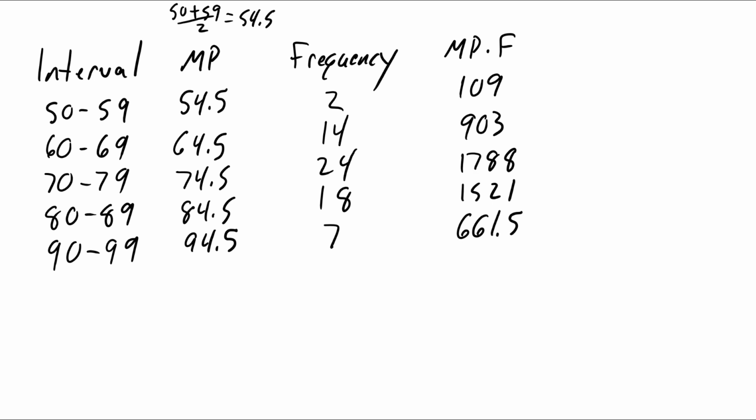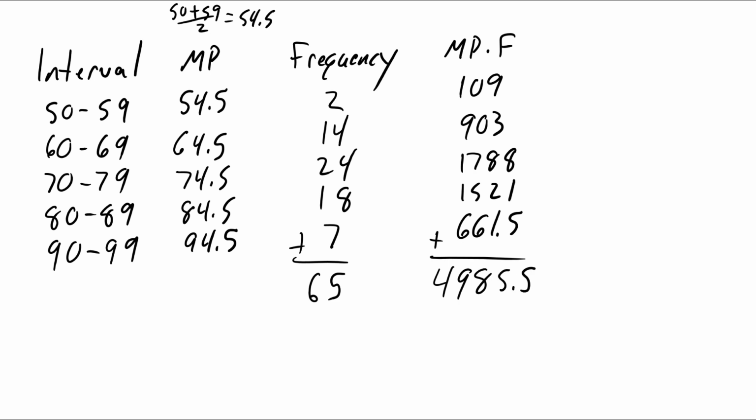All right, so then we want to add up all the frequencies to figure out how many students there were. In this case, that's 65. And then we want to add up all the midpoints times the frequencies, because that's going to be the total of all the test points. So that's going to be 4,985.5.